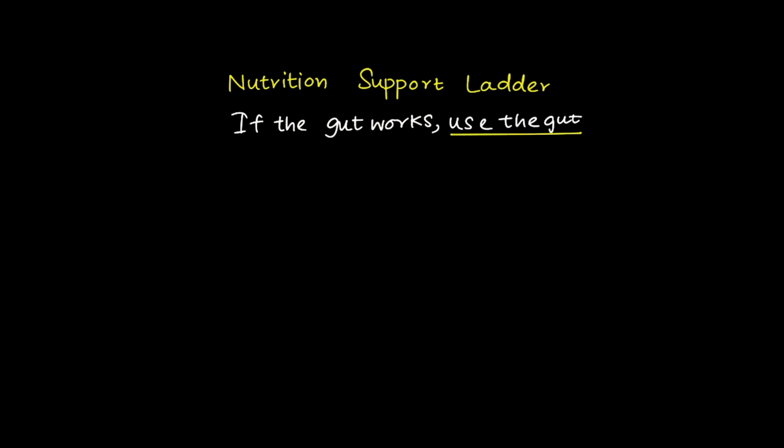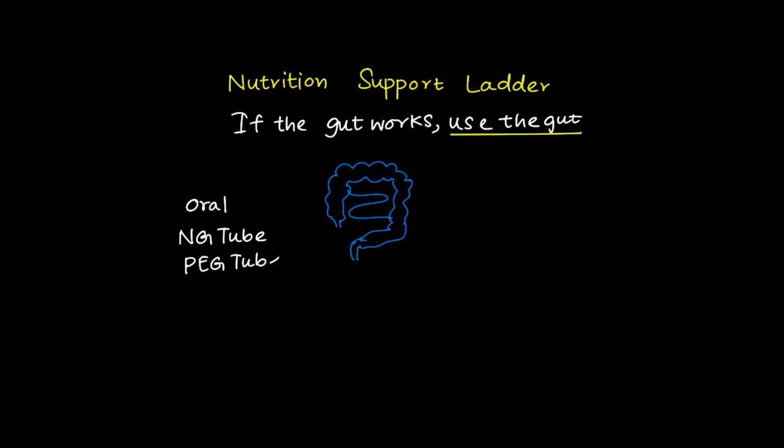Let's walk through the nutrition ladder for a client with a complete bowel obstruction. Nutrition support follows a simple rule: if the gut works, use the gut. Oral supplements need a working swallow and a functional gastrointestinal tract. Nasogastric feeding sends formula into the stomach, but still needs a functional gut below the tube. A percutaneous endoscopic gastrostomy, or PEG tube, sits in the stomach and also depends on the intestine downstream. All three enteral routes assume the gut below the feeding point can absorb nutrients.